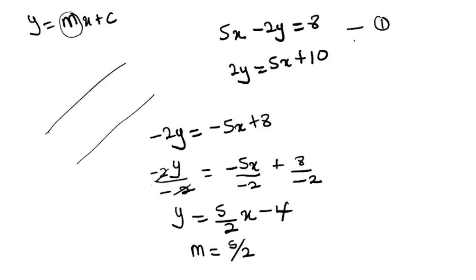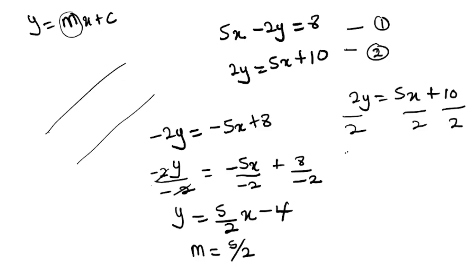Now for our second equation, let's find the gradient too. We have 2y is equal to 5x plus 10. Always make sure that the coefficient of y is 1. The generalized equation is y is equal to mx plus c, so make sure the coefficient of y is 1. So we divide all the sides by 2, so that the coefficient of y is 1. 2 will cancel 2, and we get y equal to 5 over 2x plus 5.